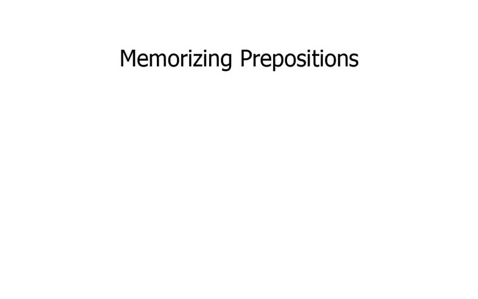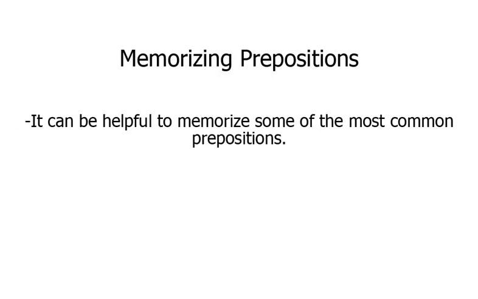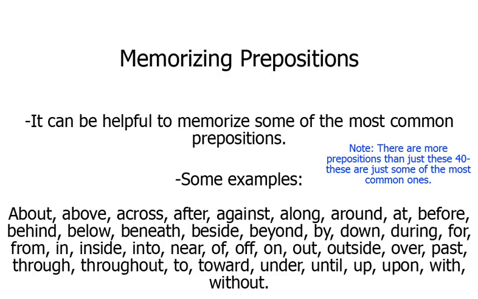When I was in middle school, we actually had to memorize a list of 40 prepositions, and for whatever reason I still have it memorized. And memorizing some of the more common prepositions, even if you don't get all 40, can be helpful. So here's my list. Let's see how fast I can still do it. Alright, 3, 2, 1. About, above, across, after, against, along, at, before, behind, below, beneath, beside, beyond, by, down, during, for, from, in, inside, into, near, of, off, on, out, outside, over, past, through, throughout, to, toward, under, until, up, upon, with, without. Even if you only learn a handful of those, it will help immensely in finding prepositions in sentences.